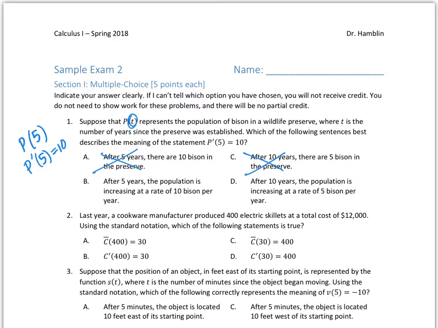And then B and D are just talking about which number 5 represents and what 10 represents. Well, t is inside the parentheses, and that's going to stay the same even when we go to the derivative. So 5 is the number of years, and 10 is the rate of change, and so B is the correct answer.